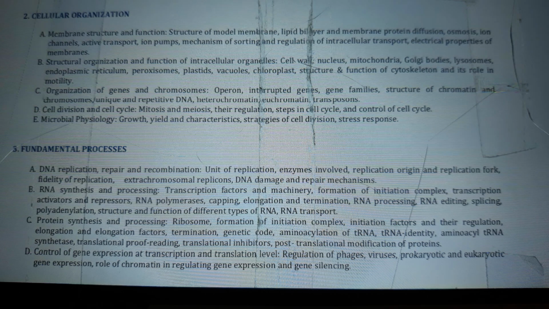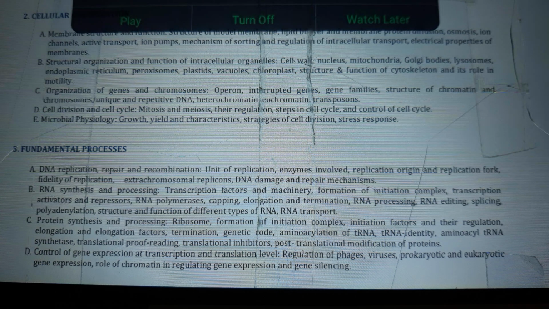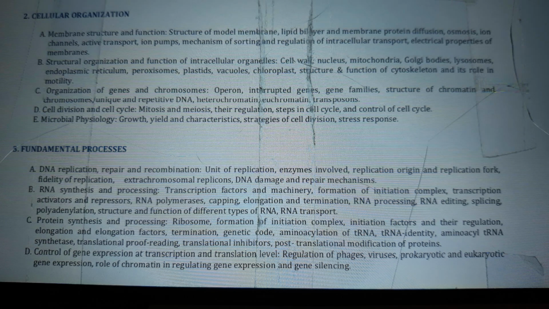C is the organization of genes and chromosomes, operon and regulator genes, gene family, structure of chromatin and chromosomes, unique and repetitive DNA, heterochromatin, euchromatin, transposons, cell division and cell cycle, mitosis and meiosis, their regulation, steps in cell cycle and control of cell cycle, microbial physiology, growth yield and characteristics, strategies of cell division and stress response.